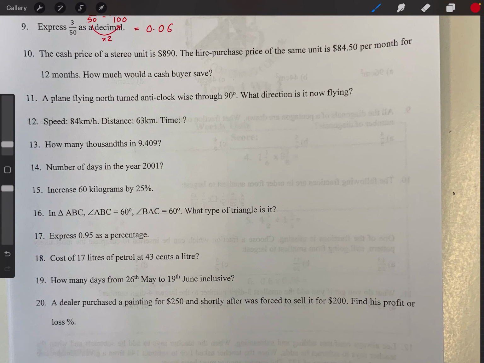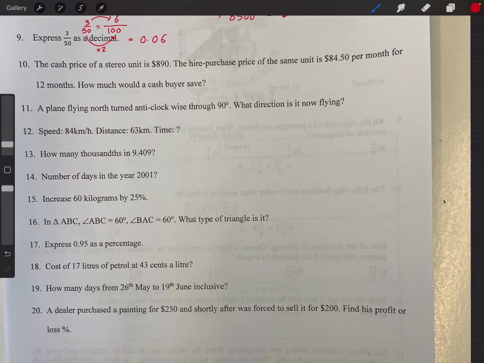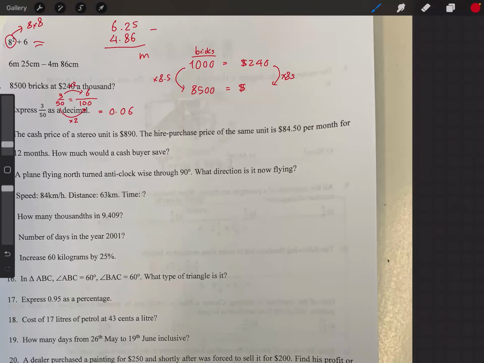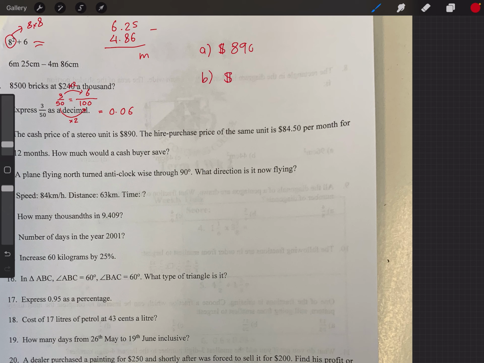The cash price of a stereo unit is $890. The hire purchase price of the same unit is $84.50 per month for 12 months. How much would a cash buyer save? So what's happening here is, there are two ways to buy this stereo. Option A, you could buy it for $890. Or option B, you can buy it for $84.50 per month for 12 months.